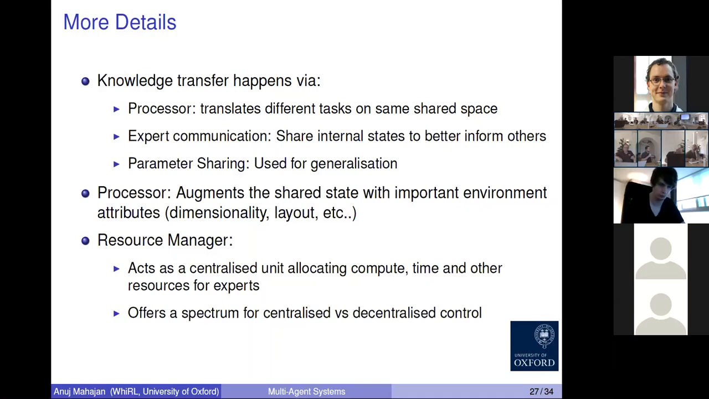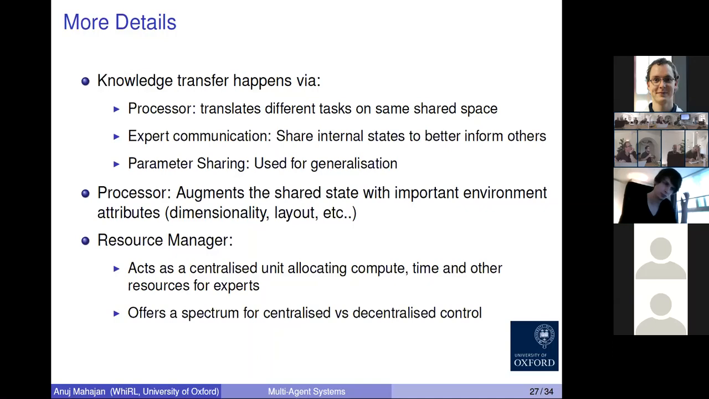The second level of knowledge transfer happens through expert communication. As I mentioned, the experts can share their internal states to better inform the other agents about a particular task. And finally, we can, of course, share the parameters across the experts, and that will also result in generalization.